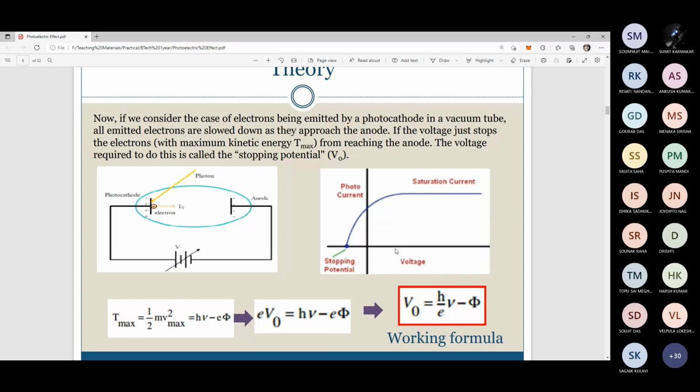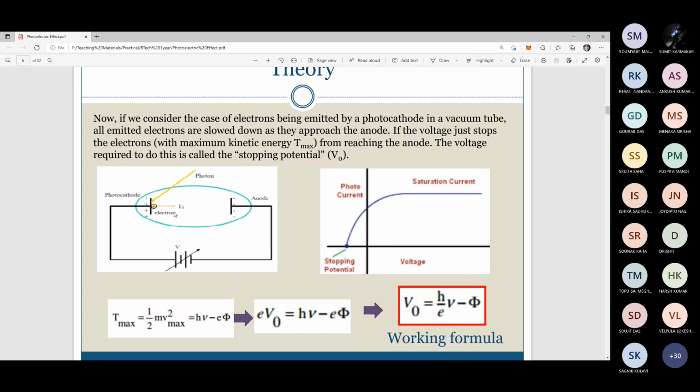Now, if we apply this voltage in the negative direction, then what will happen? When your voltage is 0, we can still get some current. Some electrons are still collected, because the electrons ejected from this electrode have kinetic energy. With this kinetic energy, they can reach the other electrode, and that will contribute to the photocurrent.